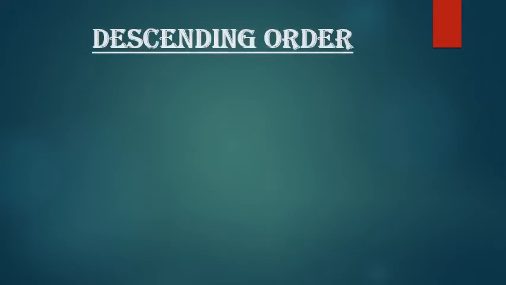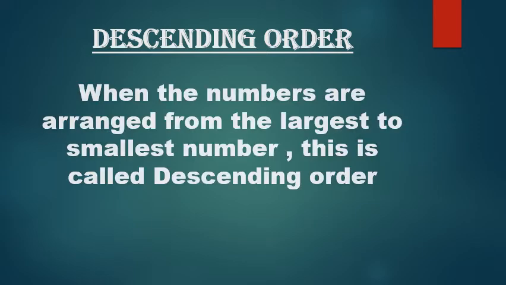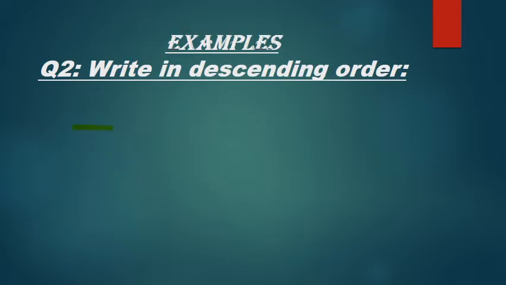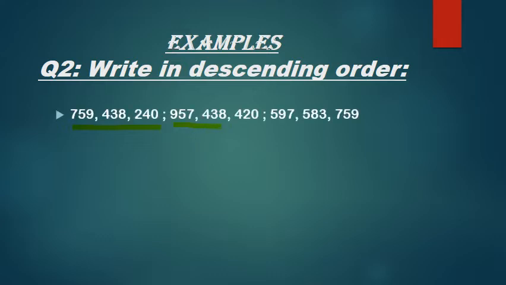Okay, my dear students, what is descending order? Descending order means ordering or arranging numbers from the biggest to the smallest. In other words, we can say that when the numbers are arranged from the largest to smallest number, this is called descending order. Okay, my dear students, here are some examples of writing in descending order. We have to write the given numbers in descending order, and the numbers are here.